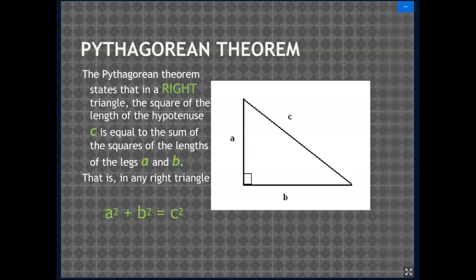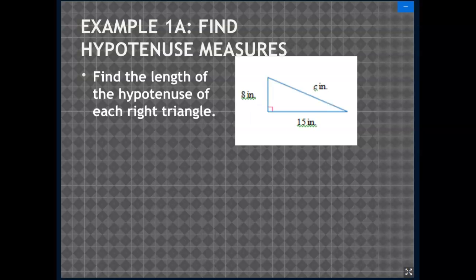The key piece of information is highlighted in there that says right. The Pythagorean theorem only works if you have a right triangle. A right triangle has a 90-degree angle. So what we want to do is find the length of each of those missing pieces. In this example 1, the missing piece is the hypotenuse, or side c up here.